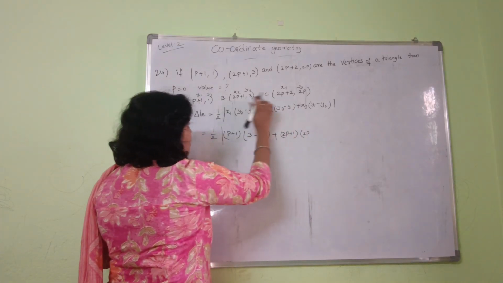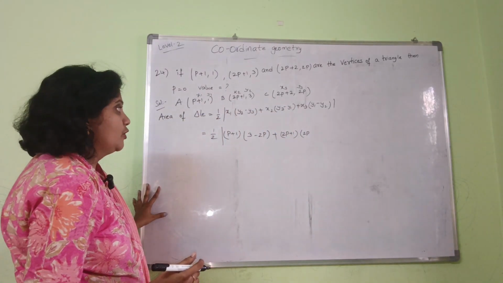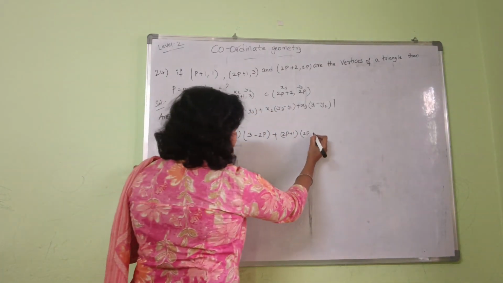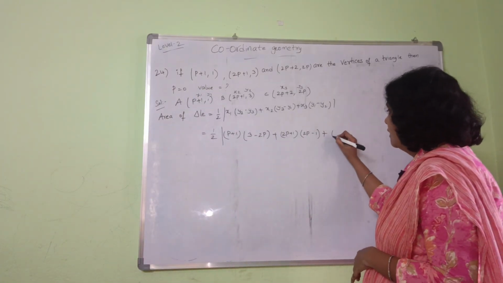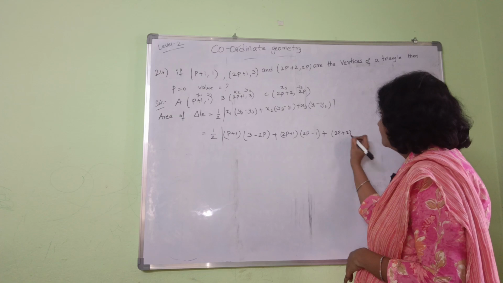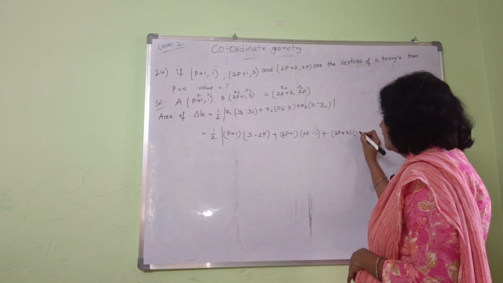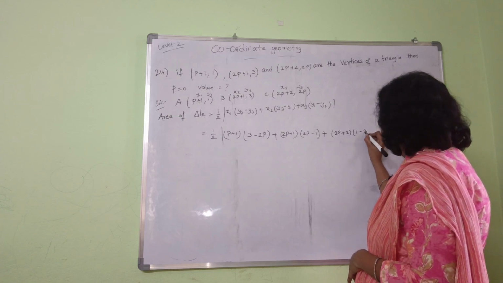So I am taking the values from these three only. Okay, 2p minus y1. What is y1? 1. Plus, what is x3 value? 2p plus 2. What is y1 value? 1. y2 value is 3.